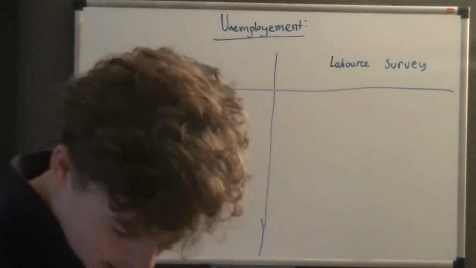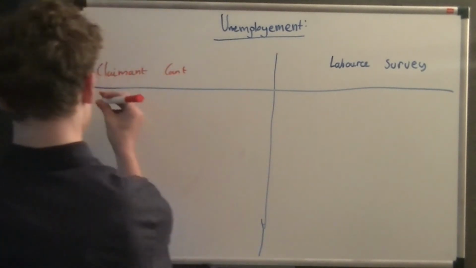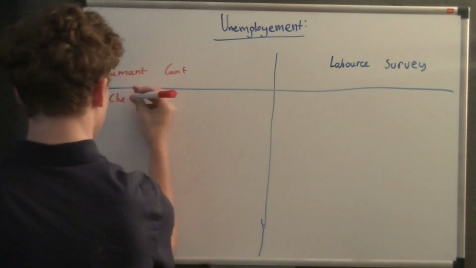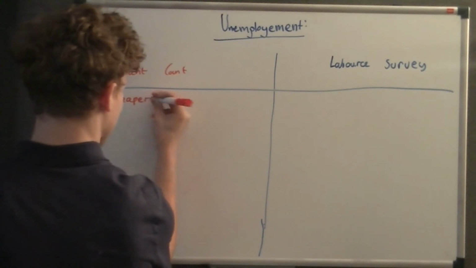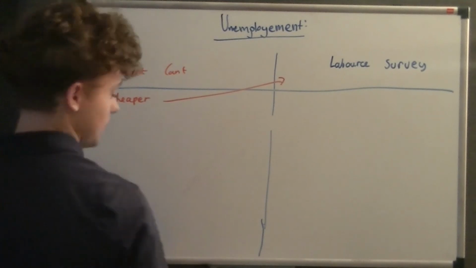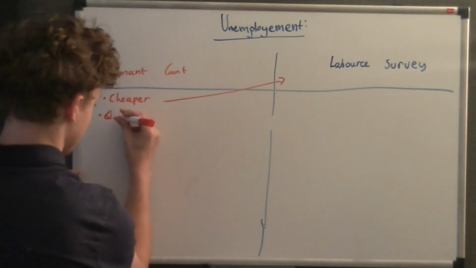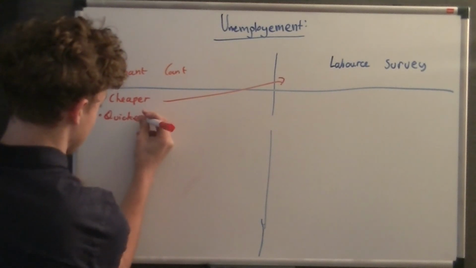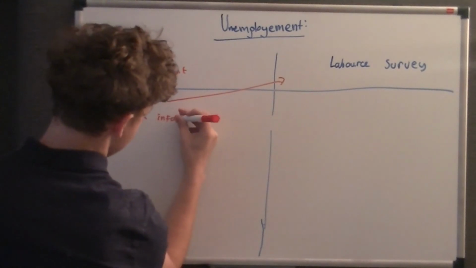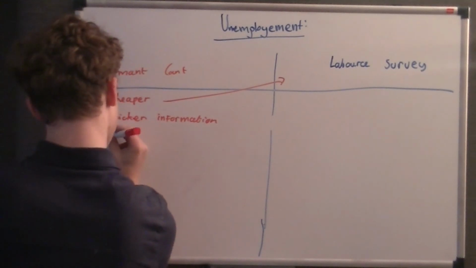Anyway, so the claimant count, as I said, you get things from the government. It doesn't cost a lot, so it's cheaper than the labour force survey. Just put the little arrow going to there, and it's quicker. And obviously, if you get it from the government, you can get it more frequently, so it updates frequently. Quicker information.